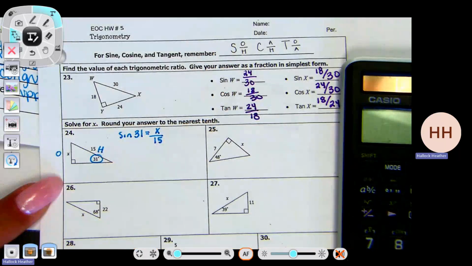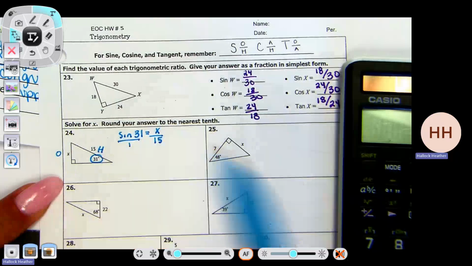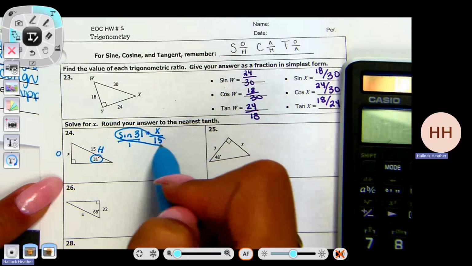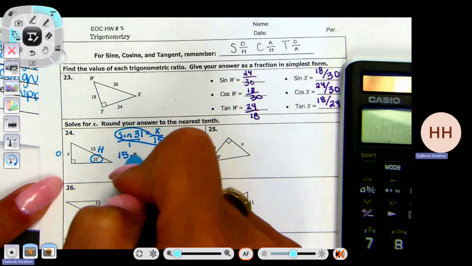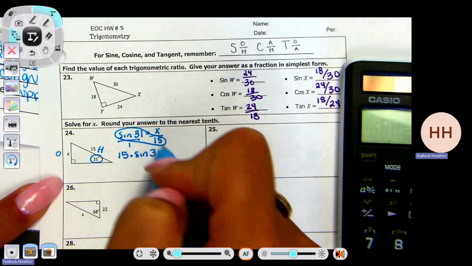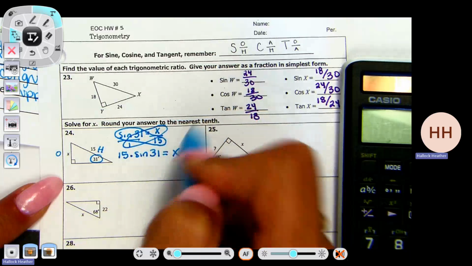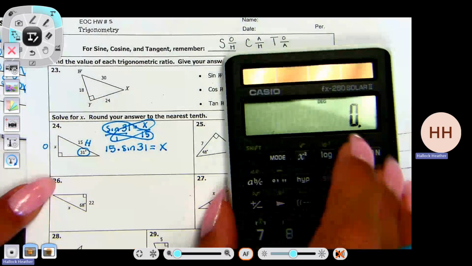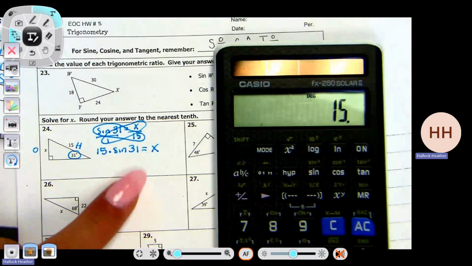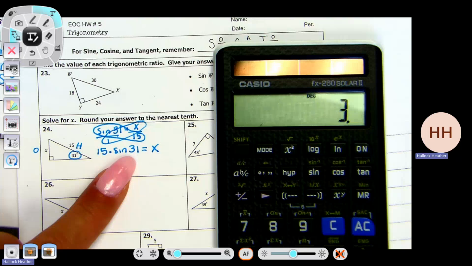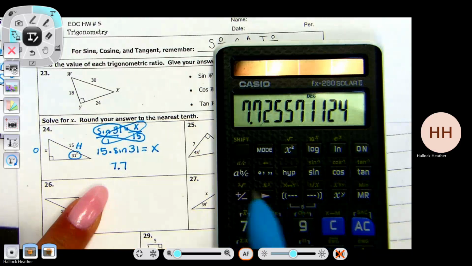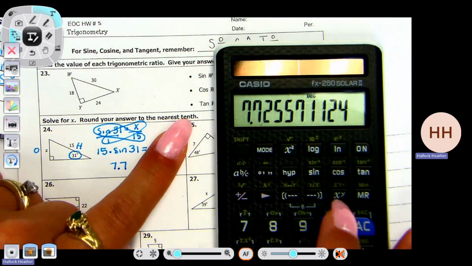So what we did whenever we did these was we put it over 1, and we're going to cross multiply. A lot of people realize that they don't need to write a lot down. You can just do it, which is totally fine. But I'm going to show every step just like I normally would in class. X times 1 is just X. So you have a 50-50 chance. You're either multiplying or dividing. In this problem, I'm just multiplying these together. So in the calculator, you're doing 15 times 31 sine. Then you're pressing equals. So you get 7.7. That's rounded to the nearest tenth, which is 1 decimal place.